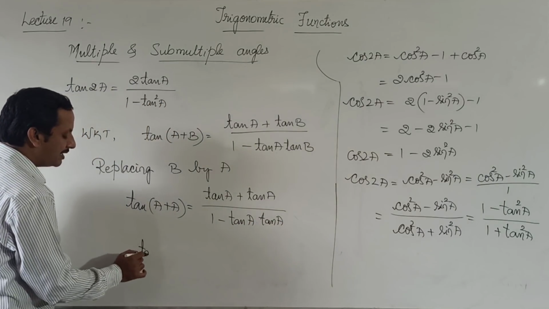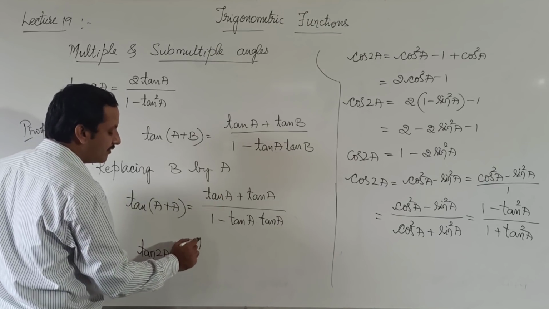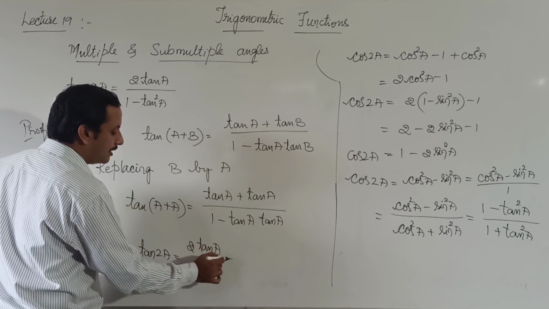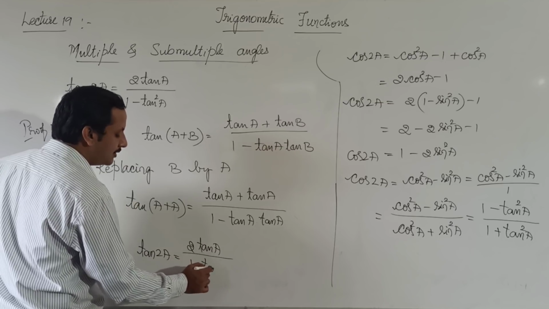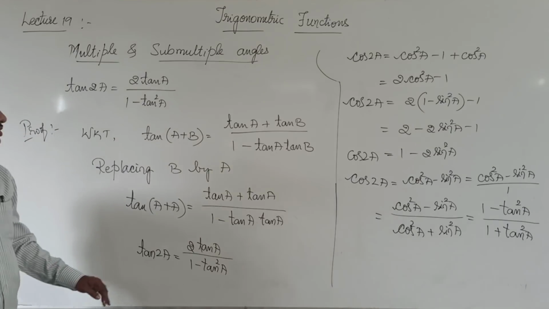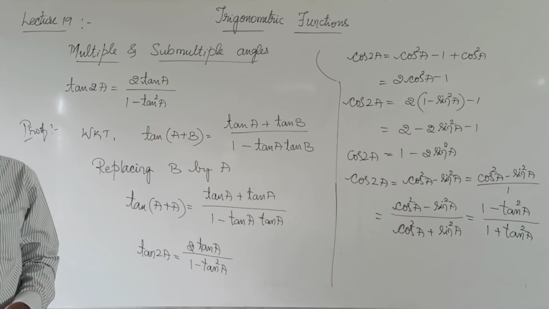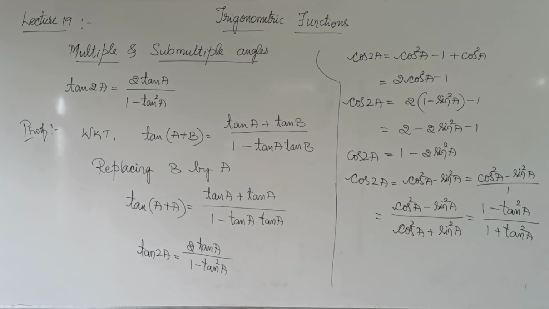So tan(a + a), which means tan 2a, is equal to tan a plus tan a, that will give you 2 tan a, divided by 1 minus tan square a. Tan a into tan a, that is tan square a. So you have the formula tan 2a is equal to 2 tan a divided by 1 minus tan square a.